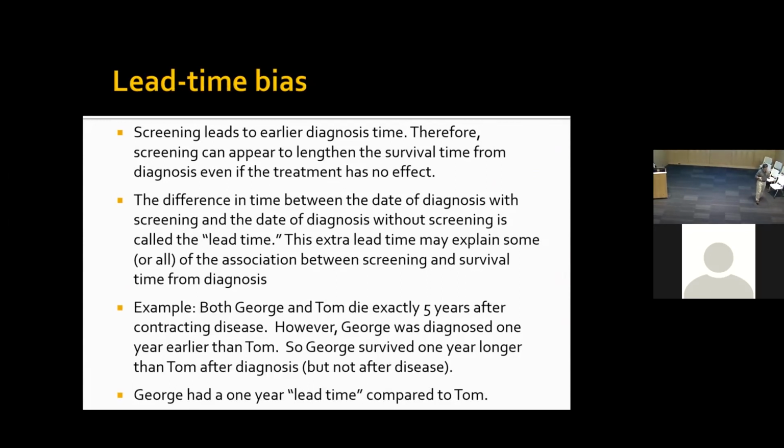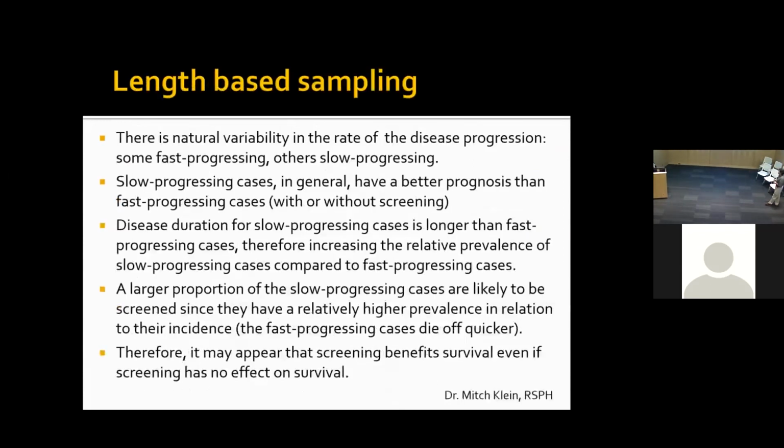So for example, George and Tom die exactly 5 years after getting colon cancer. But George was diagnosed 1 year earlier than Tom. So George survived 1 year longer than Tom after diagnosis, but not after disease. So really the screening did not help him. He had 1 year of lead time. That's all. Maybe you don't want to know, right? There are downsides to being diagnosed.